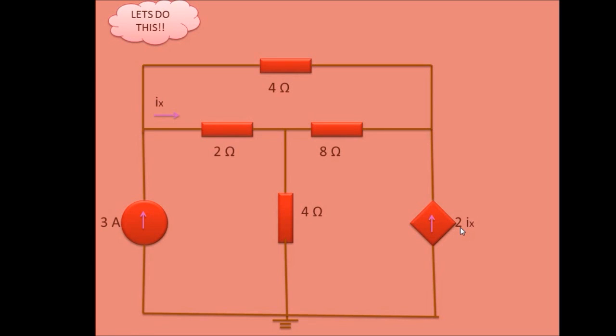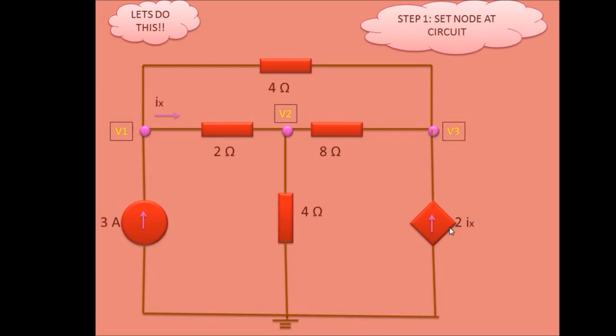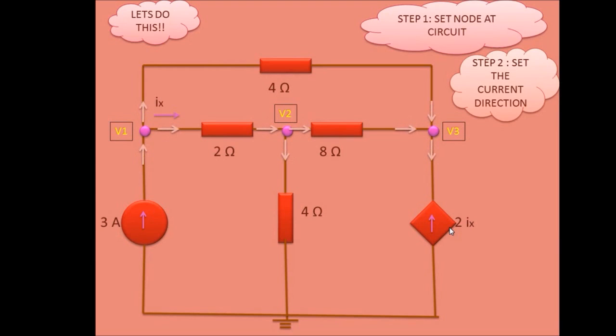Okay, let's go to the first step. The first step is to set nodes at the circuit. This is V1, V2, and V3. After that, set the current direction. As we see here, this is the current direction. To make it easier, at V1 we just follow the current source, so we don't get a negative answer.